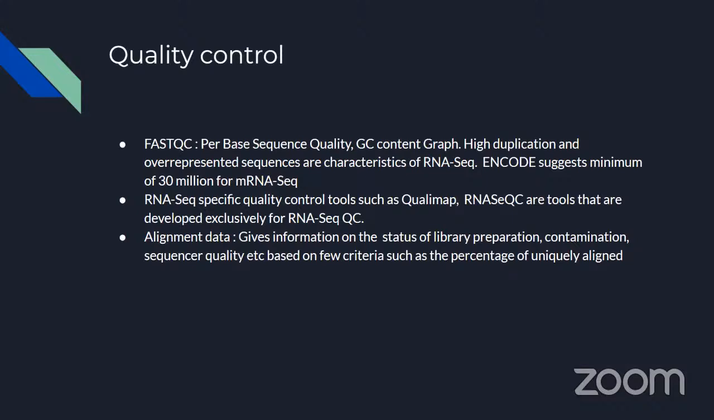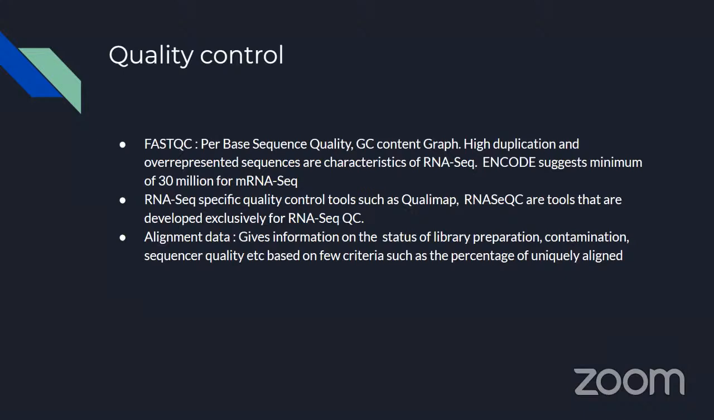That is generally used for DNA. And then there is Skewer. There are a lot of tools that look at adapter contamination, such as Minion. So there are several tools for RNA-seq specifically. And one of the main things that is very characteristic for RNA-seq is that it has a very high number of duplications and a lot of overrepresented sequences.